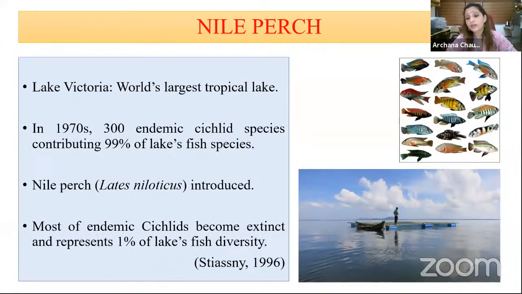Similarly, in Lake Victoria, which is one of the largest tropical lakes, there were almost 300 endemic species contributing to 99% of the fish diversity of the lake. But then another exotic species, the Nile perch, was introduced. And again, the result is that most of the endemic species became extinct, and now they represent only 1% of the total lake's fish diversity.